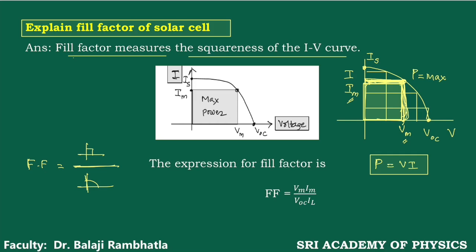Now what is the area of the square? The area of the square is nothing but length into breadth. What is the length and breadth? Vm and Im. What is the area of the curve? Voc into Is. So this is the formula for fill factor. But this area is more compared to this one, so this value is always less than 1. Fill factor value is always less than 1.